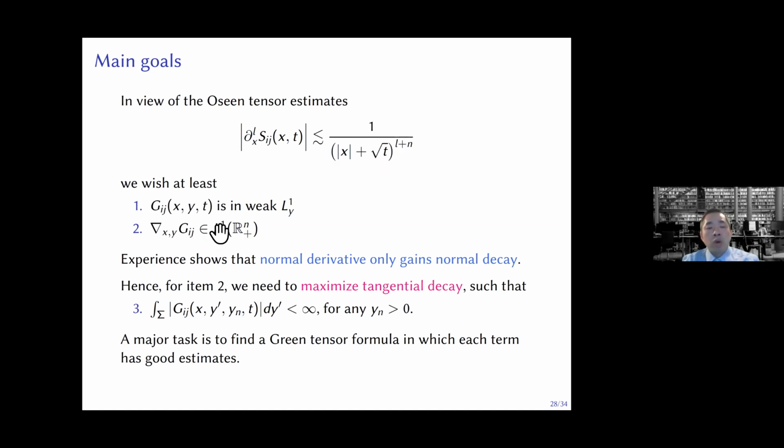So to be L1 in Y, we want this thing here, number 3. We want the integral over tangential variables to be finite, for any yn greater than 0. Then this normal derivative will improve normal decay, and this normal decay will help us to integrate further in yn. So we need these 3 things.